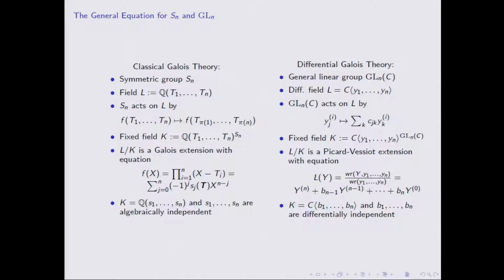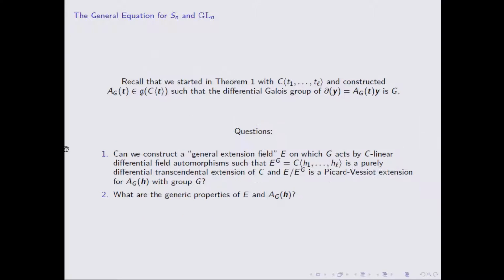You define a group action on this field, and you look at the fixed field of this group. Then you know by theory that this is a Galois extension, and you have here the corresponding equation for this extension, where these are the elementary symmetric polynomials. What you can show, and what is a known fact, is that the fixed field here is then a rational function field in the elementary symmetric polynomials, and they are algebraically independent. So that's pretty standard. Something similar you can do here in differential Galois theory.